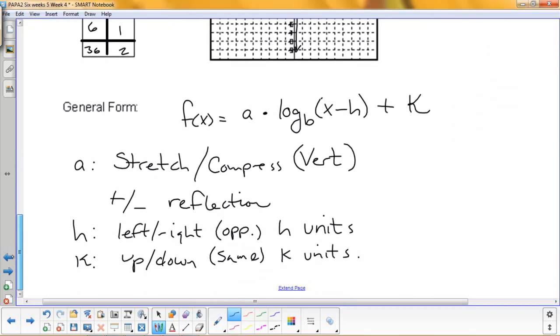Alright, the general form of a logarithmic function hasn't changed. Okay, your multiplier is still a. A is your stretch and compress vertically. If a is negative, you will have a reflection. Left and right for your h is your translation in the opposite direction of what you think, and k is your vertical translation in the same direction you would think, k units.